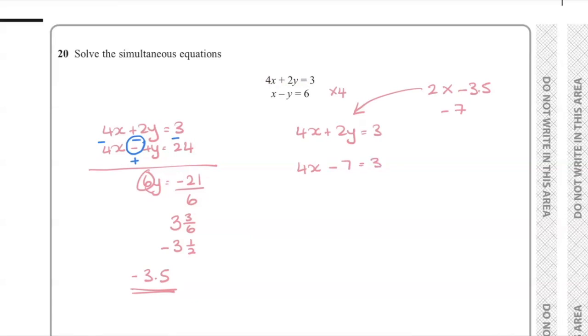Now, my method with my class is to hop. So we're going to pick up the minus 7, add 7, and we've got 4x equals 10. Divide through by the 4. And again, you can do your bus shelter, you can do your fractions, or you may just know this one. So 4's into 10 go 2, remainder 2, and 2/4 is equivalent to a half. So we've got 2.5 for our x value.